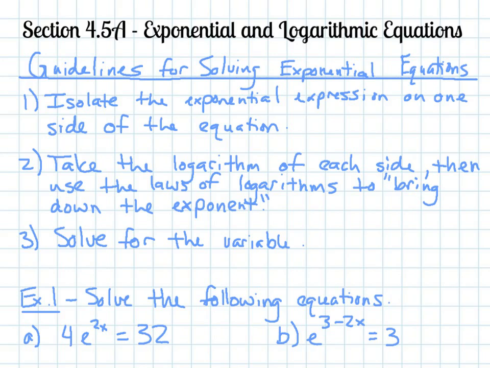Step one usually wants you to isolate the exponential expression on one side of the equation. Step 2, take a log of each side, then use the laws of logarithms to bring down the exponent. So you're using your power property there. That's what they're talking about. And then the last one is to solve for the variable. So pretty easy steps.